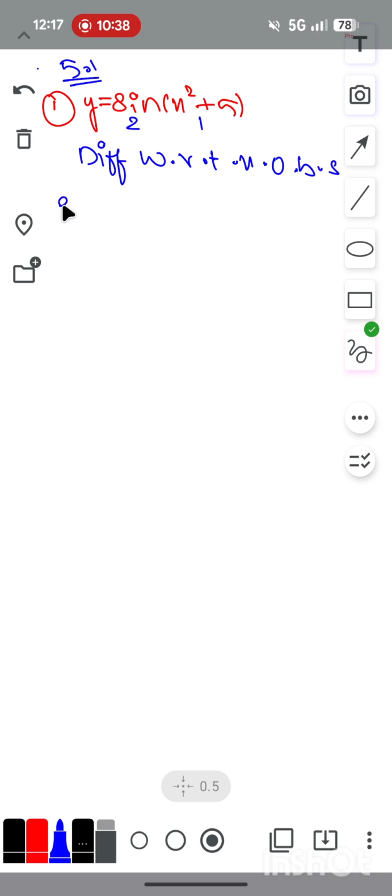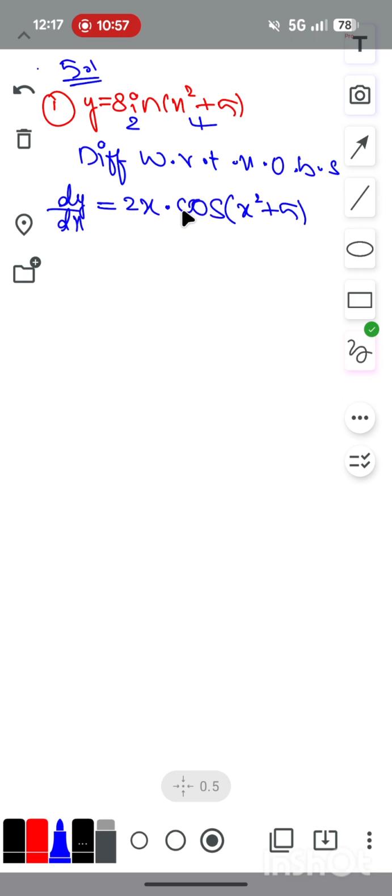So what we will get, differentiation of y is dy by dx. First function is x square plus 5. Differentiation of x square plus 5 is 2x into differentiation of sine is cos. So cos of x square plus 5. Finish. We found the answer. Clear? Cos of x square plus 5.